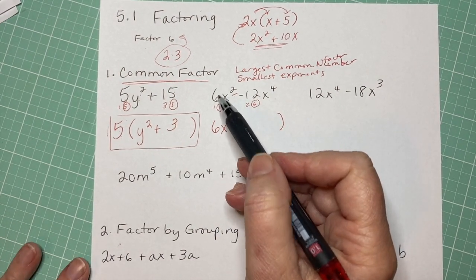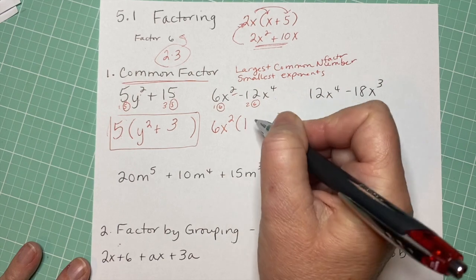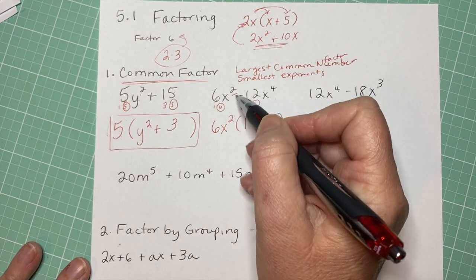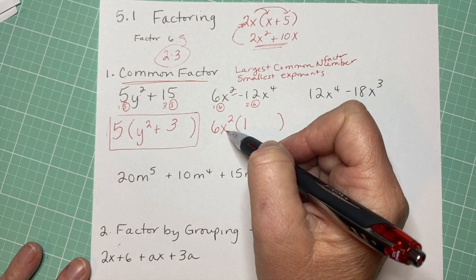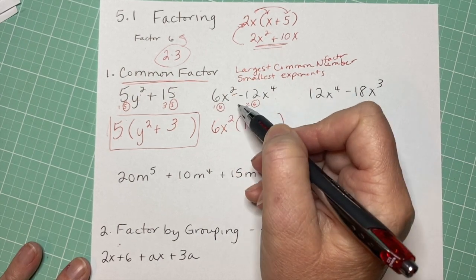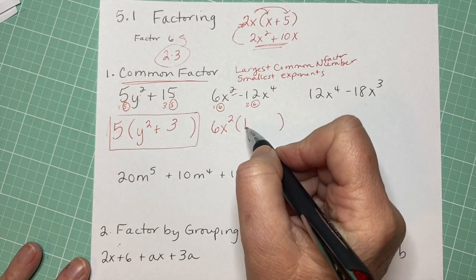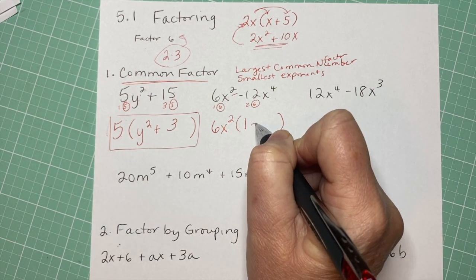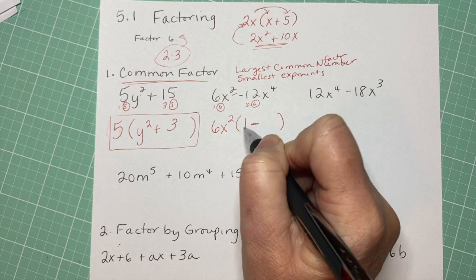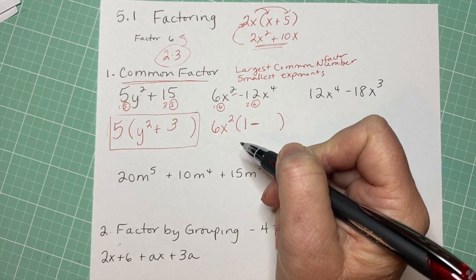And then you divide. Here 6 divided by 6 is 1, and x2 divided by x2, 2 minus 2 leaves 0 of the x's. So really all of this cancels out, but you have to hold the place with a 1 because 6 divided by 6 is 1. So if you don't have anything left, you hold that place with a 1.